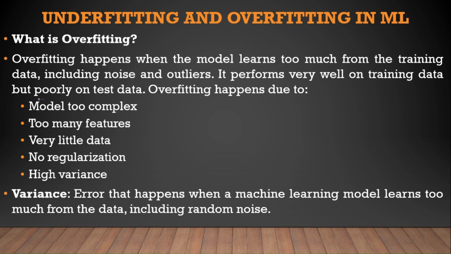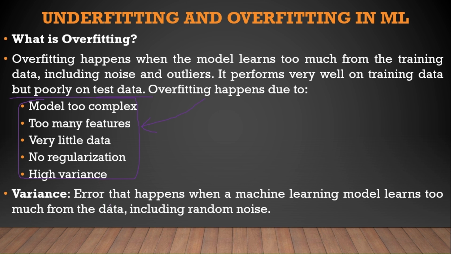Now overfitting. So what does overfitting mean? The model is too complex, with too many features, very little data, no regularization, and high variance. Overfitting happens when the model learns too much from the training data, including noise and outliers. It performs very well on the training data, but poorly on the test data. These are the points we have to check during overfitting.